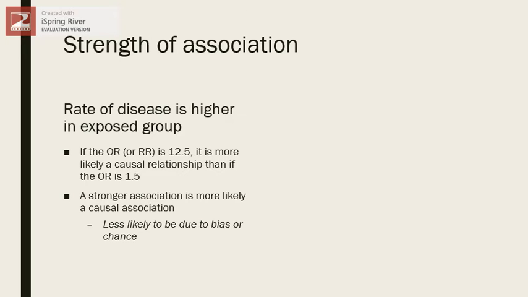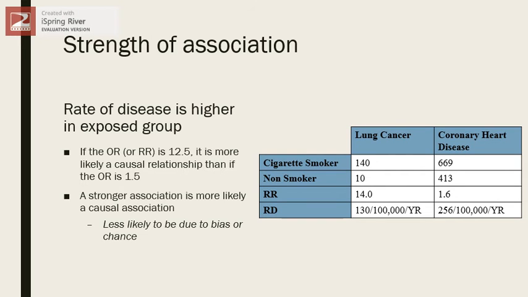An odds ratio of 1.2, some pretty small number, we can't be very confident in that because there could be bias, there could be just a random chance. A very high, large odds ratio or relative risk makes us more confident that the two variables are causally related. So here's an example.